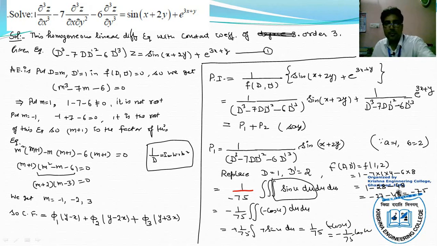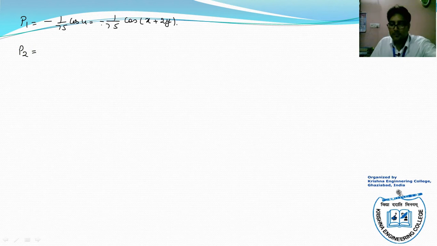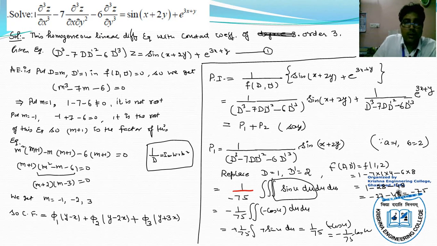So therefore P1 is equal to minus 1 upon 75 cos u, where the value of u is x plus 2y. Now find P2. P2 is 1 upon D cubed minus 7 D D dash squared minus 6 D dash cubed, applied on e to the power 3x plus y.